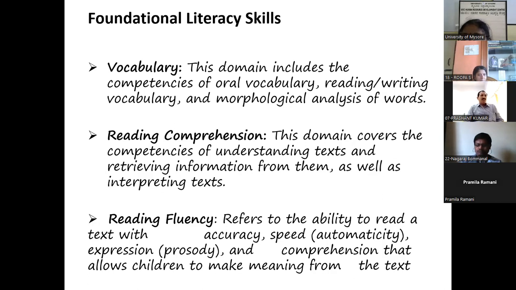Agreed? Because how we draft it, how we write it, whether it's giving full meaning. So the accuracy with which we read it is very important.